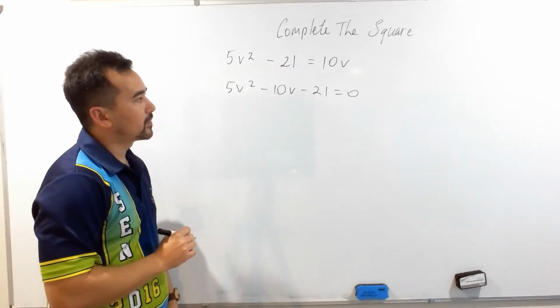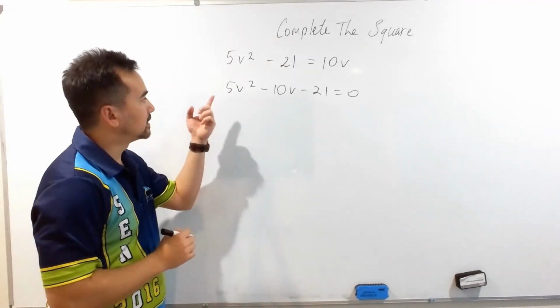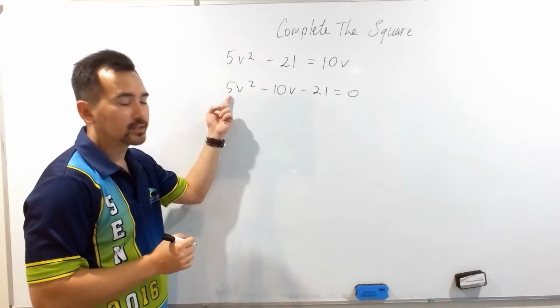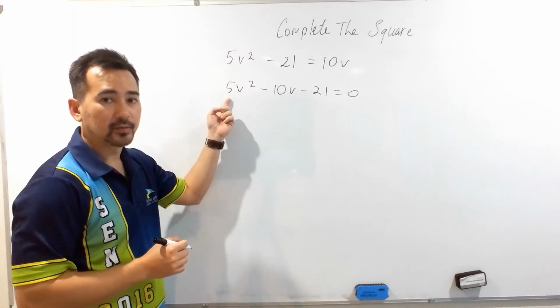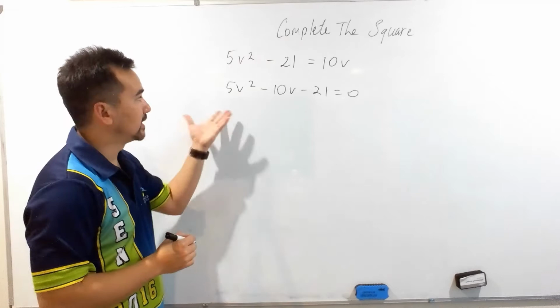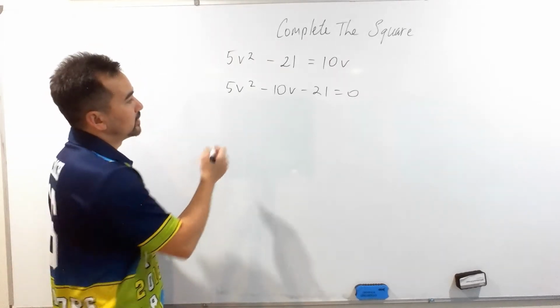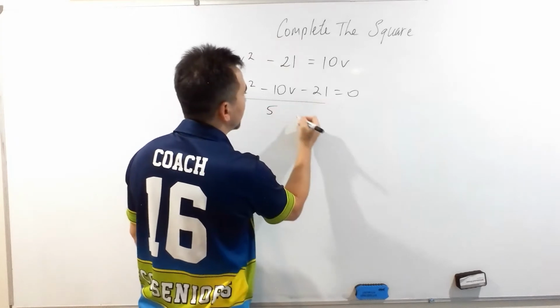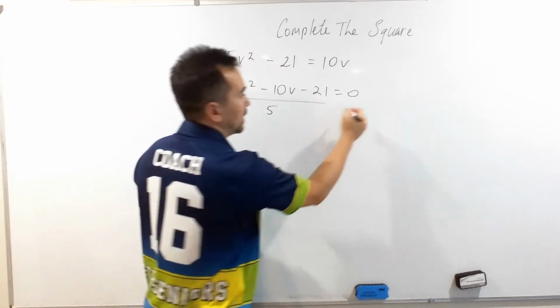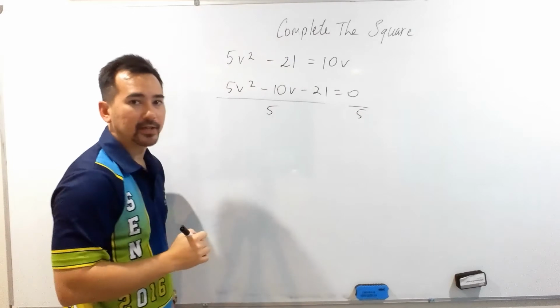Now, the next thing we need to deal with is this leading coefficient. The leading coefficient when we complete the square should always be the number 1, and in this case it's a number other than 1. So I could get rid of this 5 by dividing the left side by 5, and then I would have to divide the right hand side by 5.